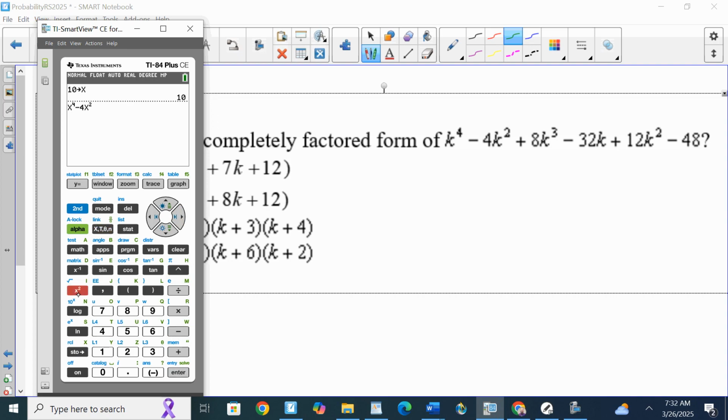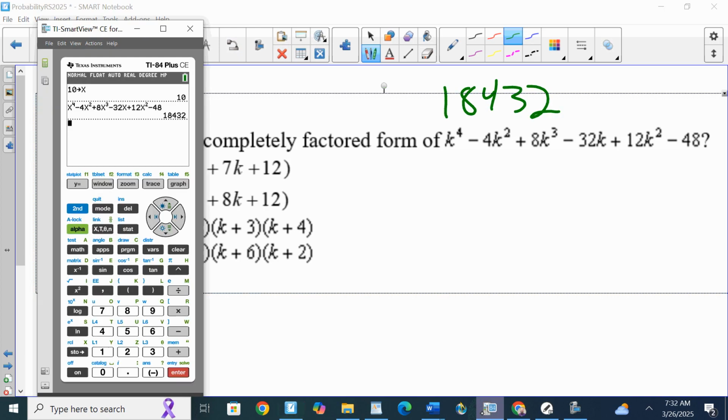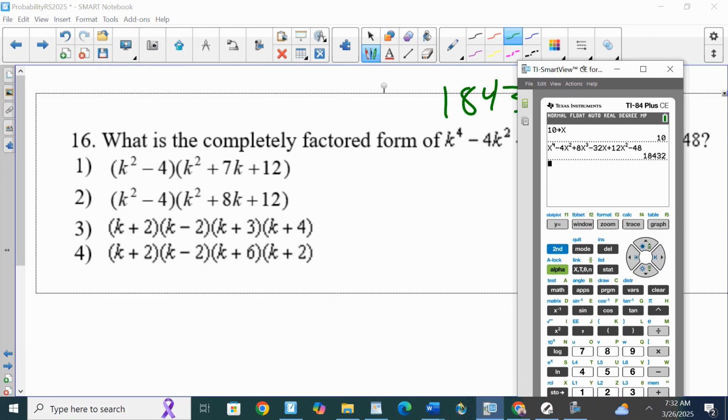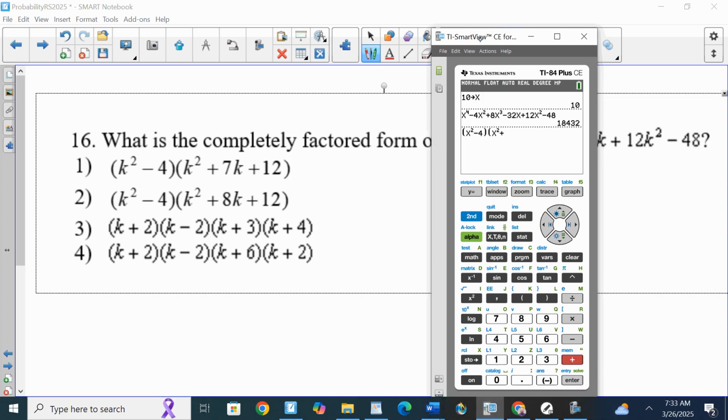Minus 4x squared plus 8x to the third minus 32x plus 12x squared minus 48. I get 18432. Now I'm going to type in each choice. I need to go through all four choices. It's possible that more than one of them may match up. So let's start with x squared minus 4, x squared plus 7x plus 12.